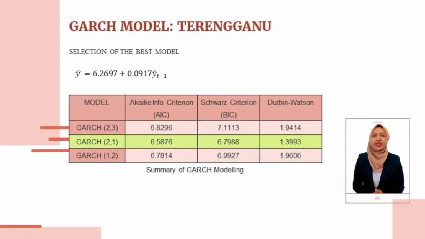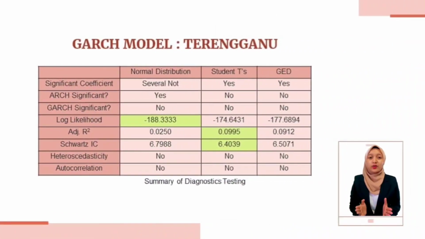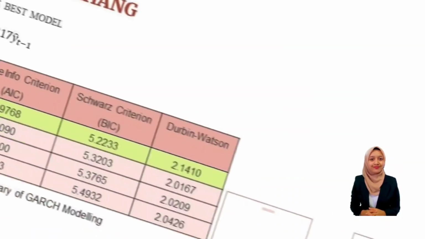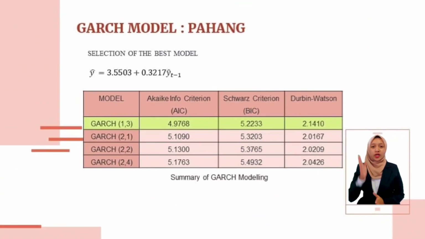For Terengganu, GARCH 2.1 is the best model that most closely meets the criteria compared to other models because it has the smallest value of AIC and BIC. Regarding this table, we also choose the same criteria which are the highest value of log likelihood and adjusted R squared and the lowest value of AIC. Hence, regarding all criteria, the student t model is the most suitable for Terengganu. And this is also the equation of Pahang.